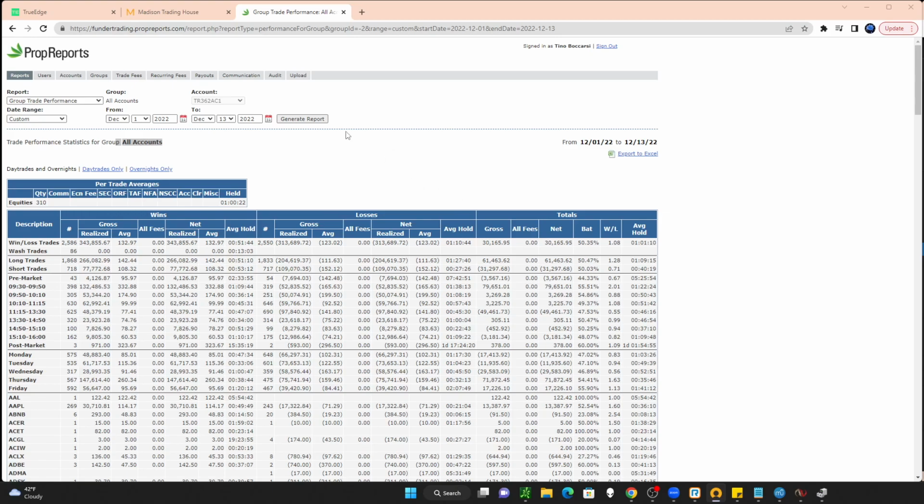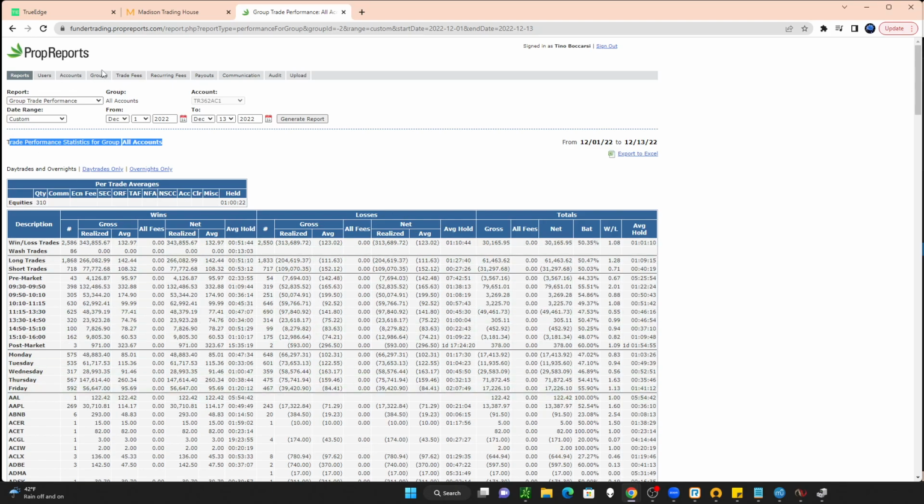So here I'm in prop reports. I'm analyzing everybody. Okay, this is not one person. This is the entire group. As it says here, trade performance statistics for the group, all accounts. Now you guys aren't going to see that because you're not in the master view. I am. So I'm logged into the master view on behalf of Tino, actually. And I'm looking at everything here.